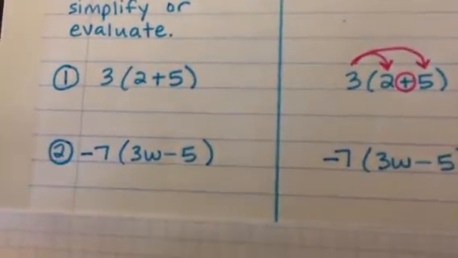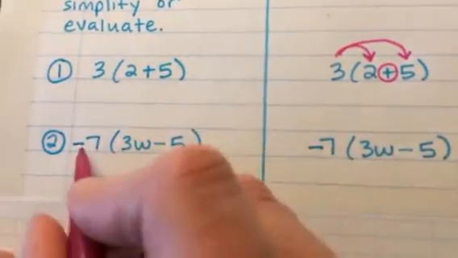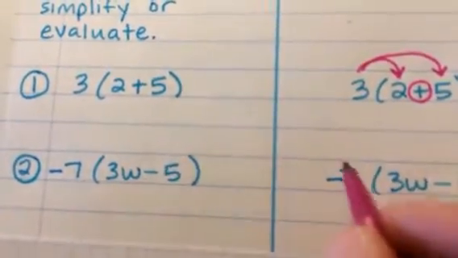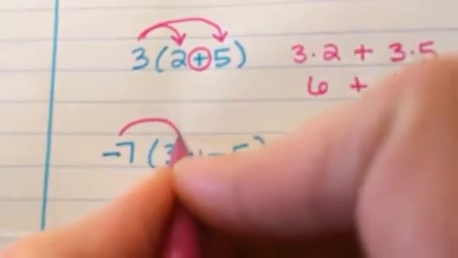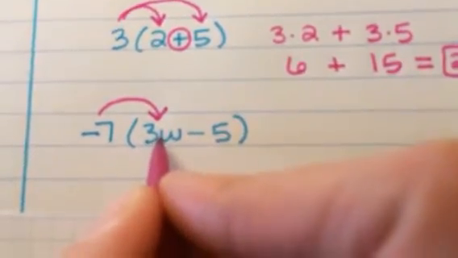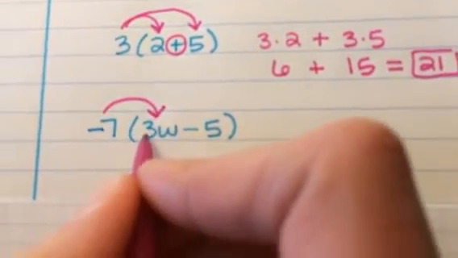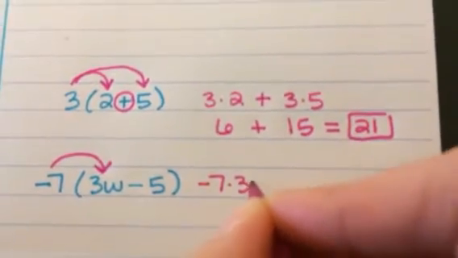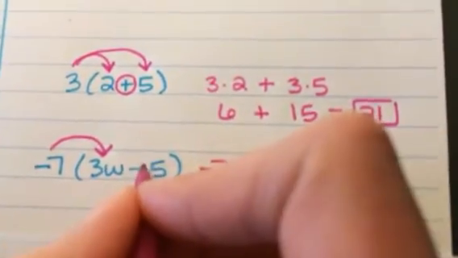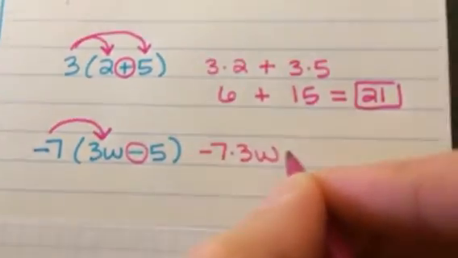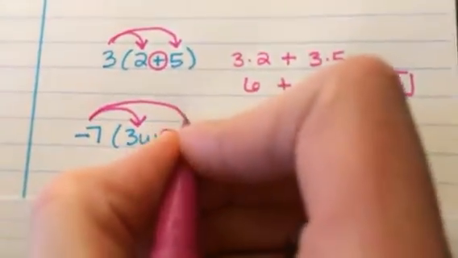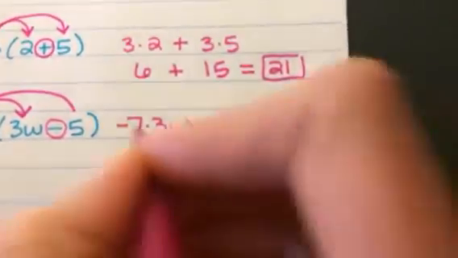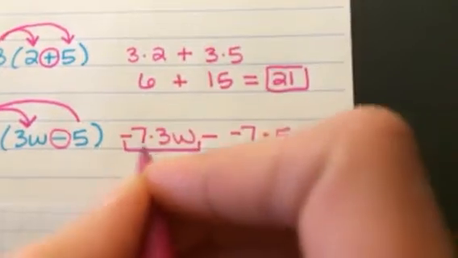Our next example, we have -7 and in parentheses 3w minus 5. The -7 goes to the 3w. Now, -7 times 3w, our minus stays in the middle, and we have -7 times 5. And let's clean this up.